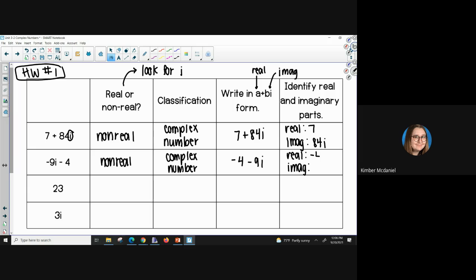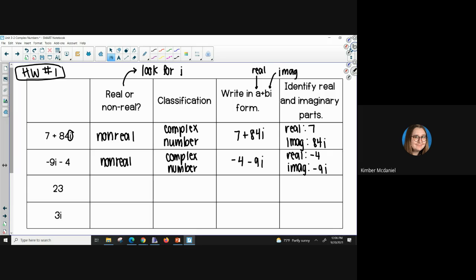And Kara, what's the imaginary part? Perfect. Negative 9i. Notice here that Kira pulled the minus with it. In first period, they said non-i, but it is negative 9i because the minus goes with it.